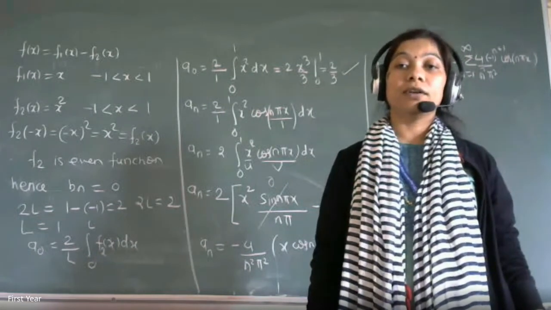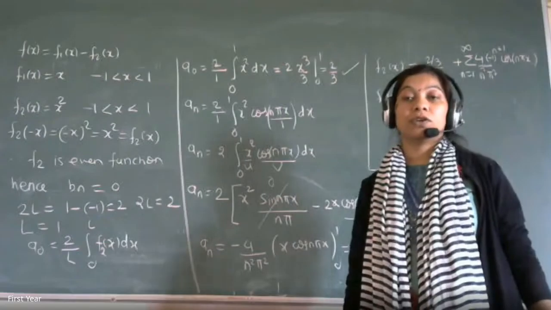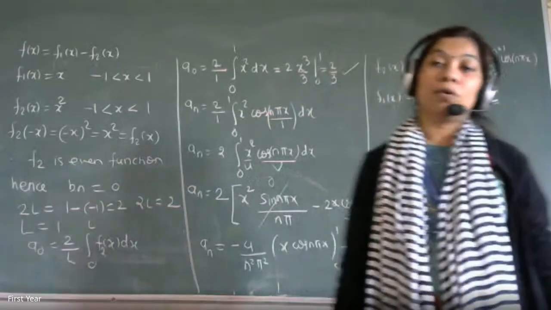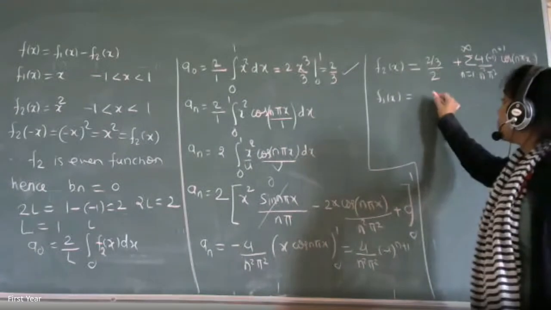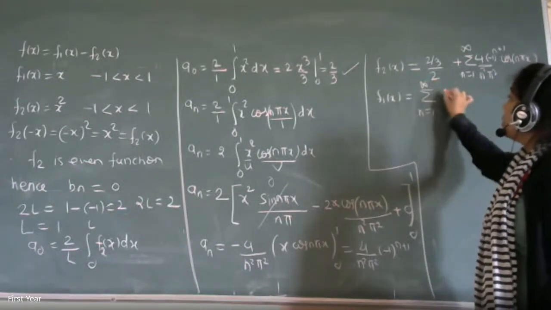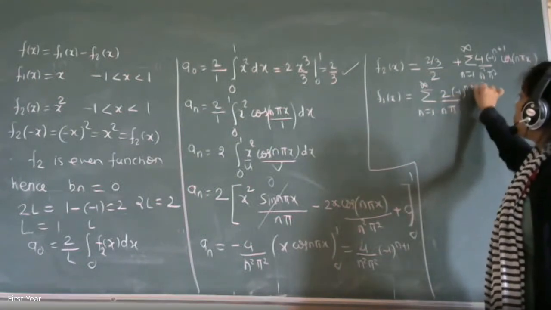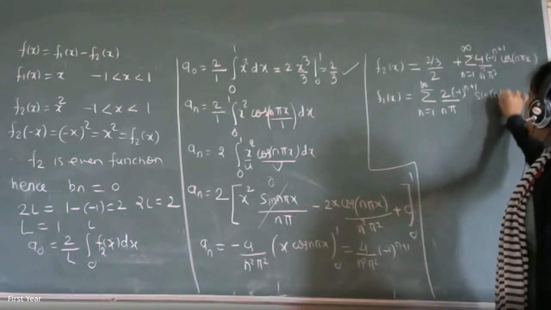Have you all got that? All students? Yes, ma'am. Shreya, Urmi, Shraddha, Siddharth, others? Maximum students got it. Okay. So f1 of x turns out to be summation n from 1 to infinity 2 upon n pi into minus 1 raised to n plus 1 sine of n pi x.